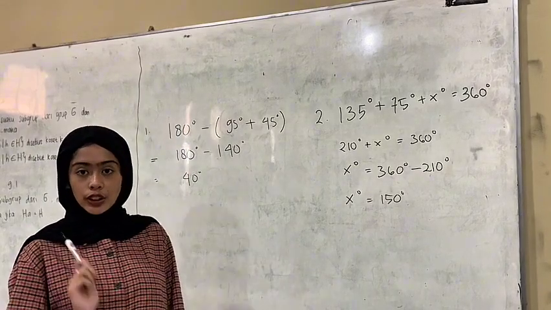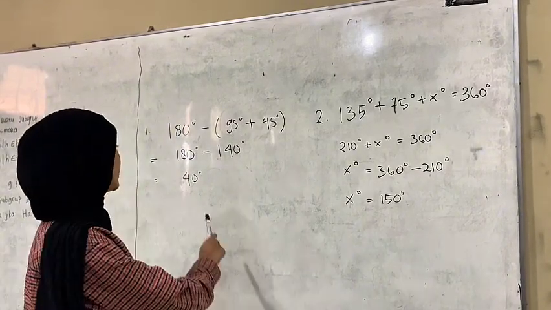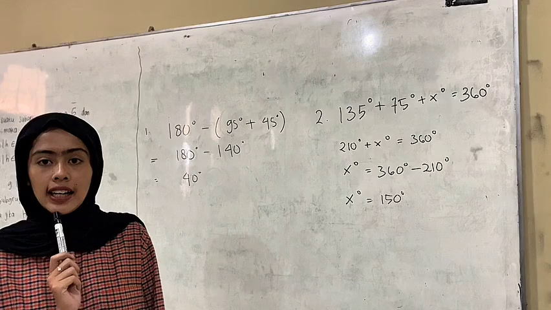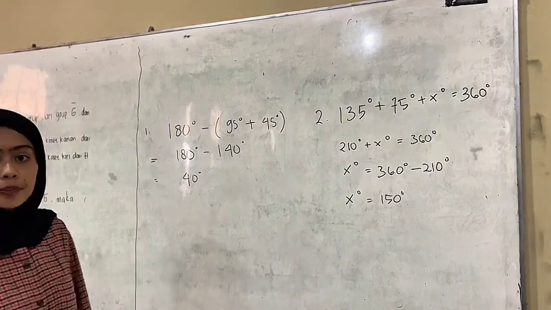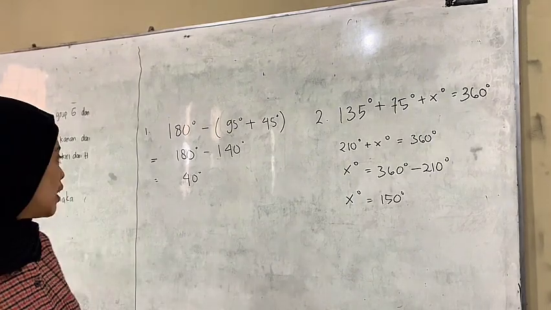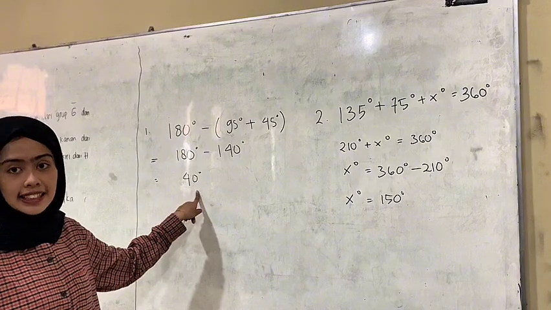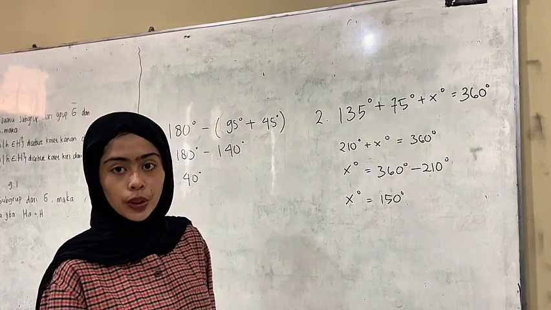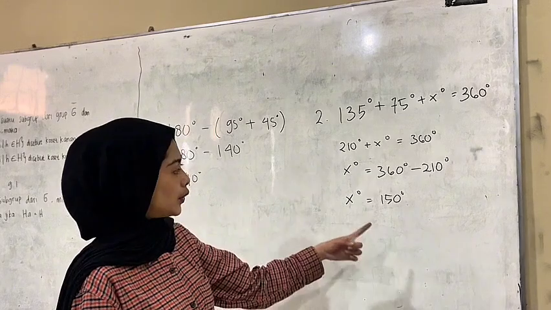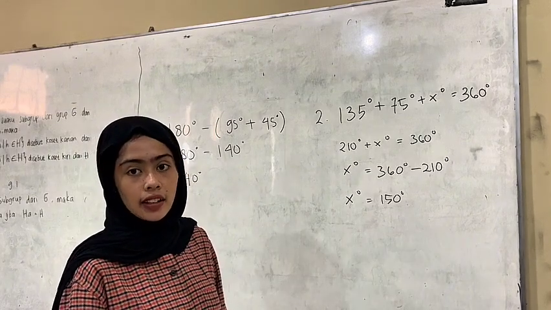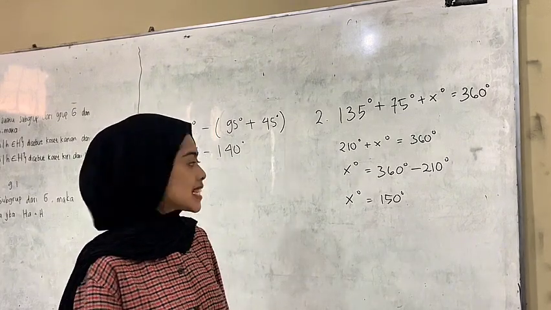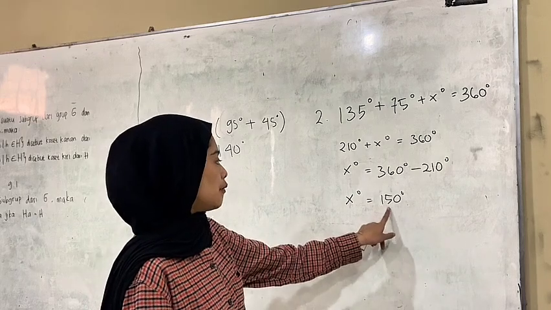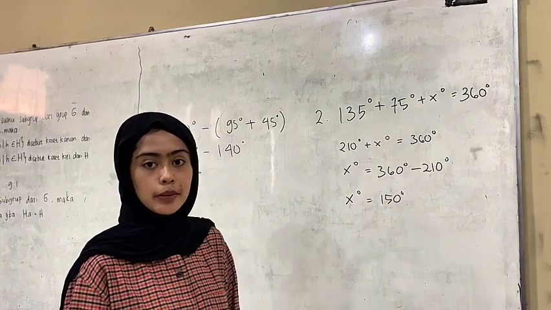One is true. Therefore, the third angle is 40 degrees. And second is true. The value of x is 150 degrees.